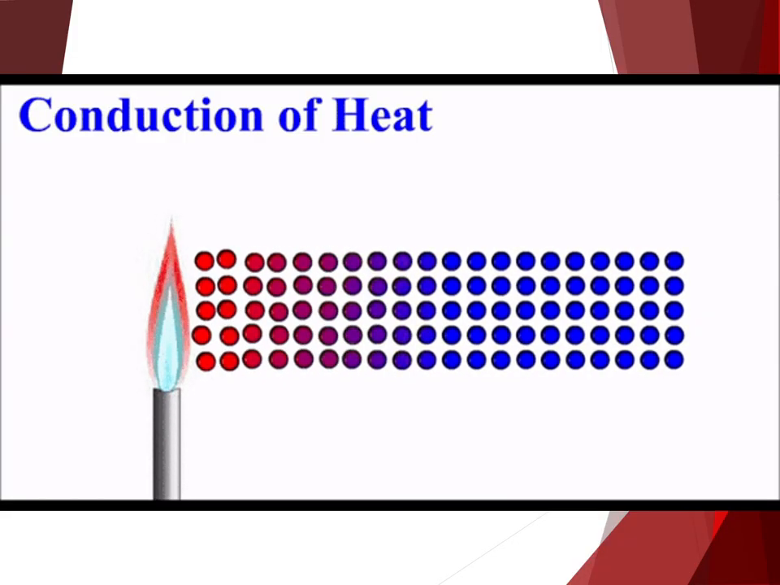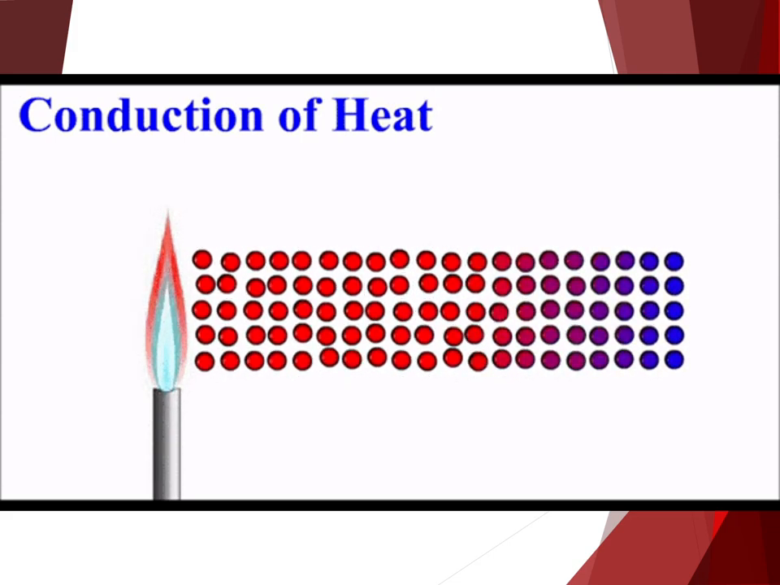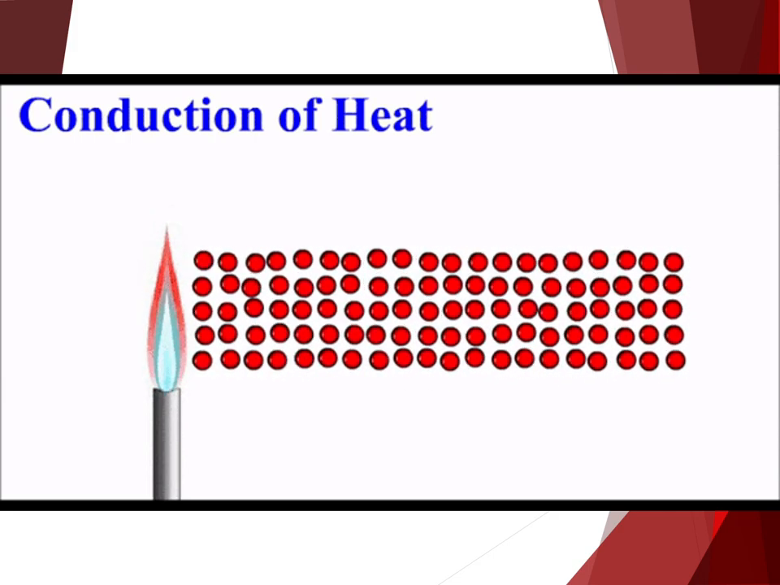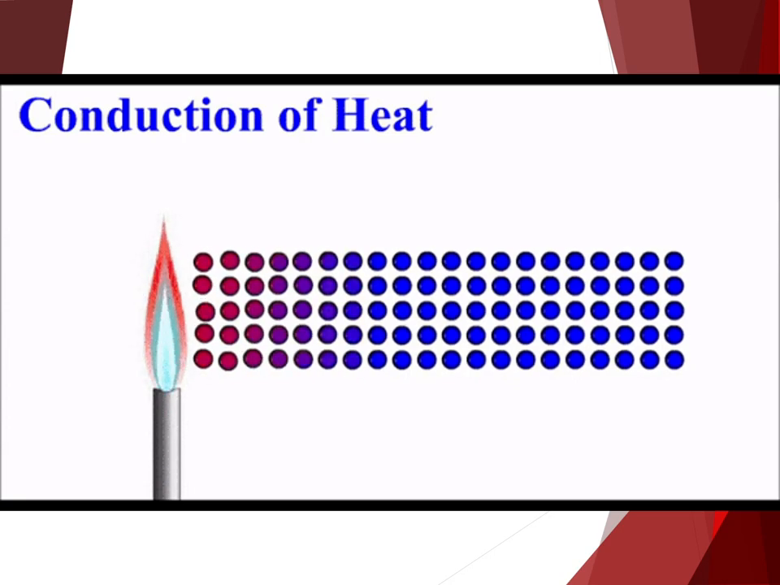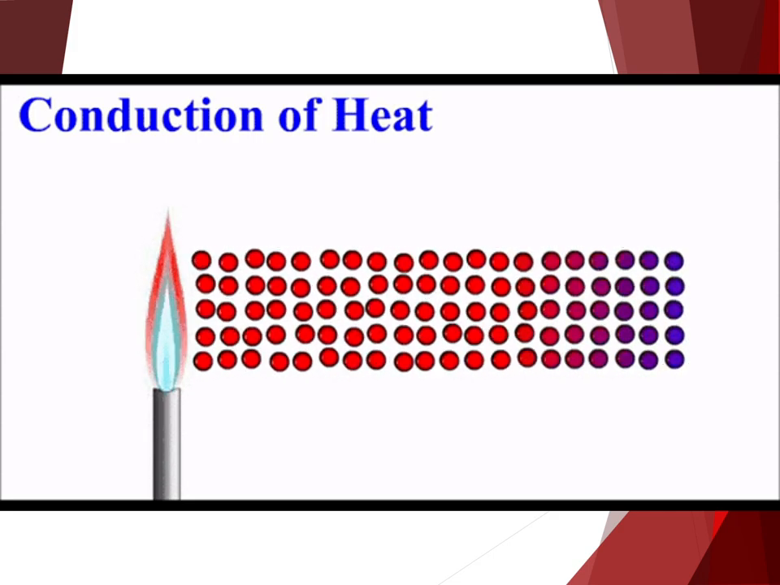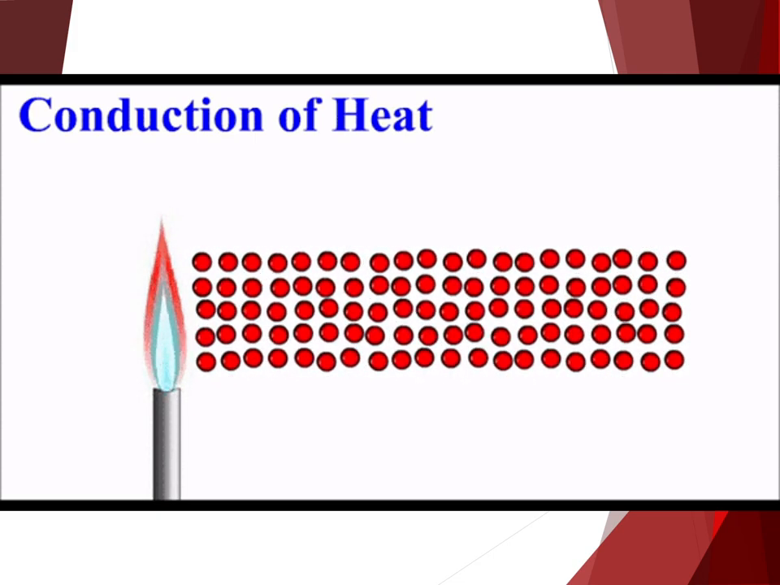In conduction, heat transfer occurs between a higher temperature object and a lower temperature object that are in contact with each other. The thermal energy is transferred directly through the collisions of the moving particles. For example, heat transfer takes place when you put your cold feet on a hot water bottle.